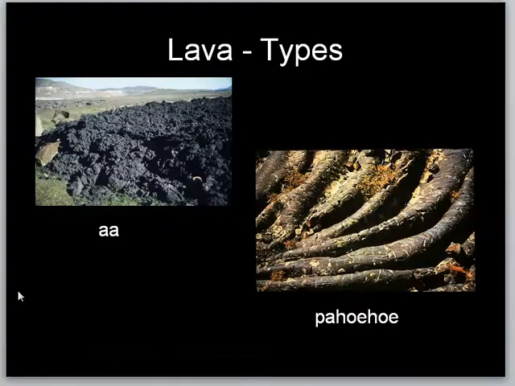When we look at lava on the surface, there's a couple types that we talk about. One is a'a, which you can see is a stickier lava. It tends to be much more angular. It flows slowly, breaks up. And Pahoehoe lava, which is more runny and ropey.